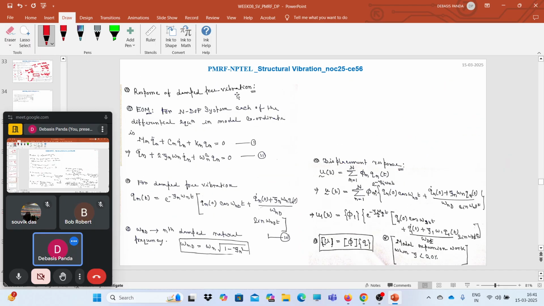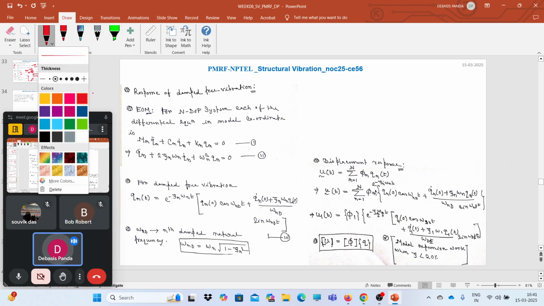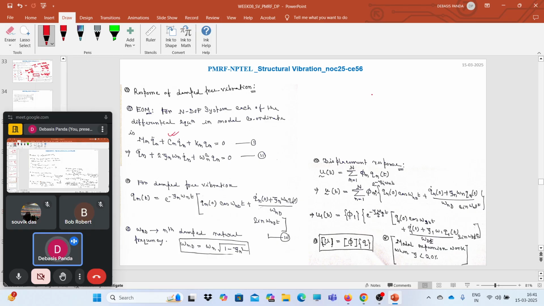For the damped system, only one term will be added, that is Cn. So if I want to write the n-th system in modal coordinates, what will it look like? It will look like mn, that means the mass normalized term, times Qn double dot plus Cn Qn dot plus Kn Qn is equal to 0. It is a free vibration case, so no external force is applied. Qn are the generalized coordinates or modal coordinates, nothing but the degrees of freedom, like x double dot, y double dot in the physical system.